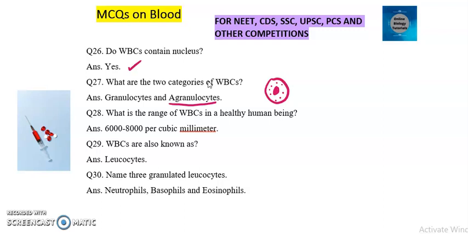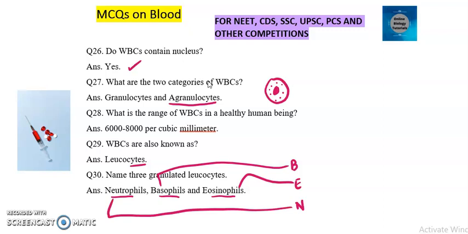Question number 28. What is the range of WBCs in a healthy human being? It is 6,000 to 8,000 per cubic millimeter. WBCs are also known as leukocytes. Very important. Name 3 granulated leukocytes. Answer is neutrophils, basophils and eosinophils. You can remember them with the cartoon character Ben 10. Ben means B-E-N. Here B means basophils, E means eosinophils and N means neutrophils.